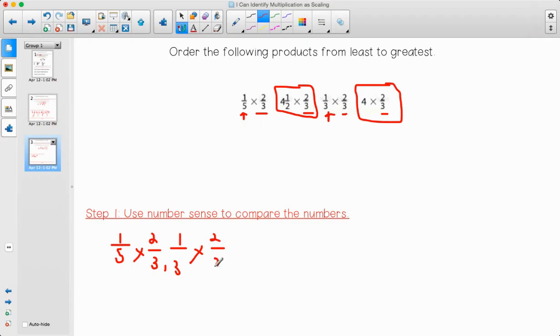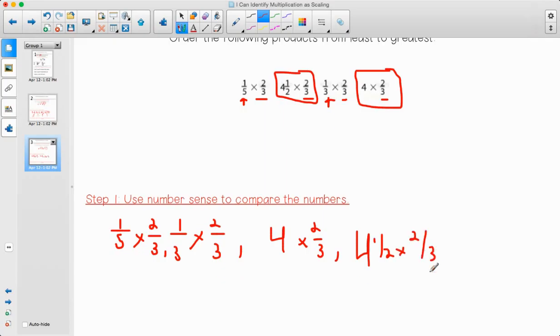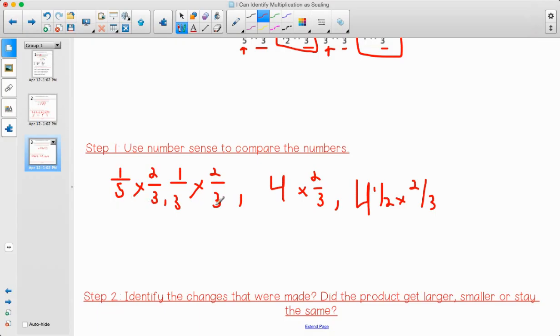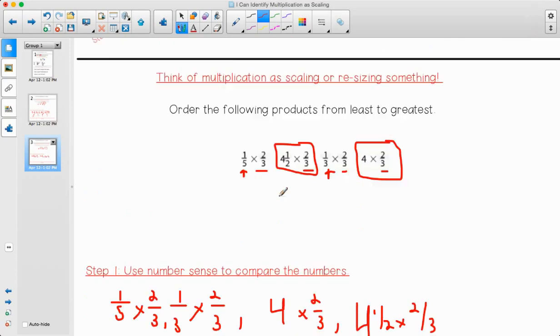And then we're going to compare the 4.5 times 2/3 and 4 times 2/3. So hopefully you said that 4 times 2/3 comes next because we're quadrupling it, the product. And then in this case, we are quadrupling it and adding 1/2 to 2/3. So hopefully this is the order that you had when you did it yourself. And again, you can now do the work and see if your products are in fact in order from least to greatest.